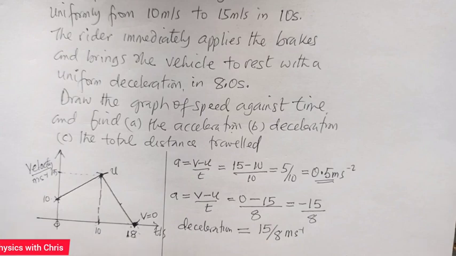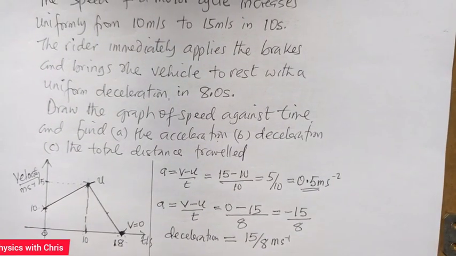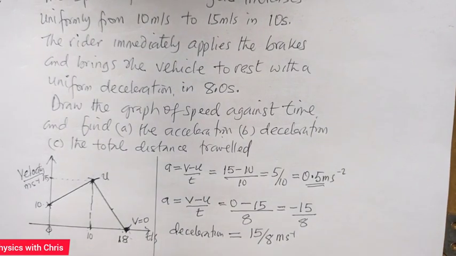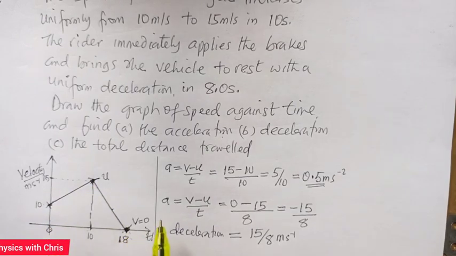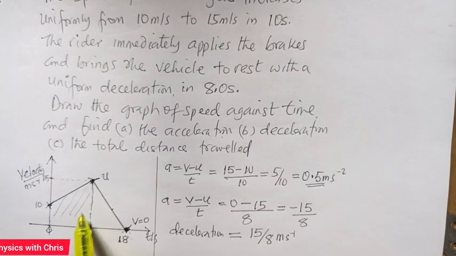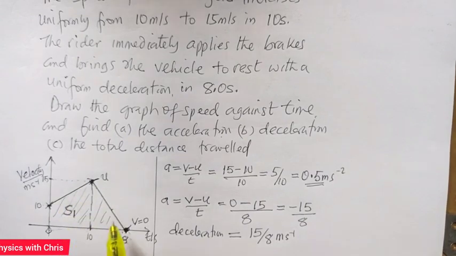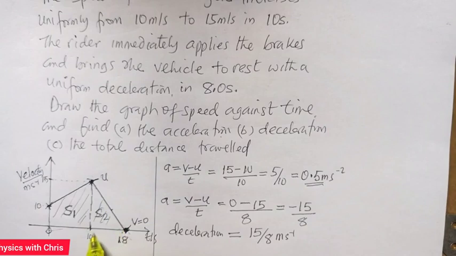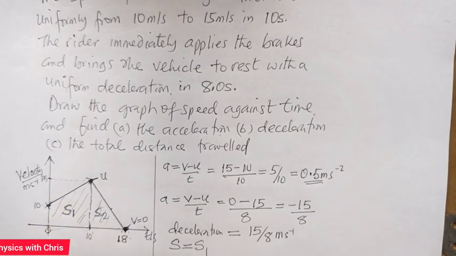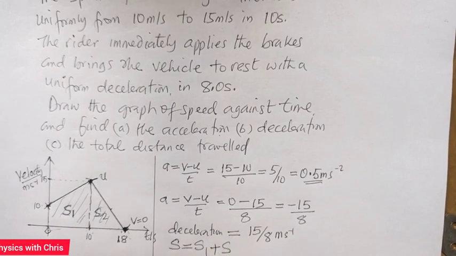The total distance covered in the course of the journey from the start to the finish. Now we'll come back to this graph. The total distance covered is always given as the area enclosed by this graph line, this line, and this line. That forms two different shapes. One of them is a trapezium, S1. Then S2, the second figure there, is a triangle. So the total distance traveled will be the distance covered in the first 10 seconds, which is the area of the trapezium, plus the distance covered in the next 8 seconds, which is the area of a triangle.